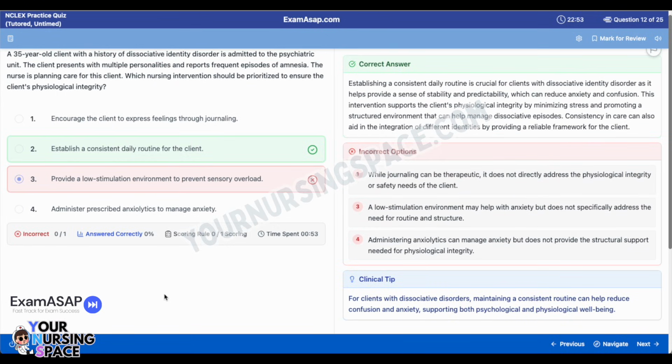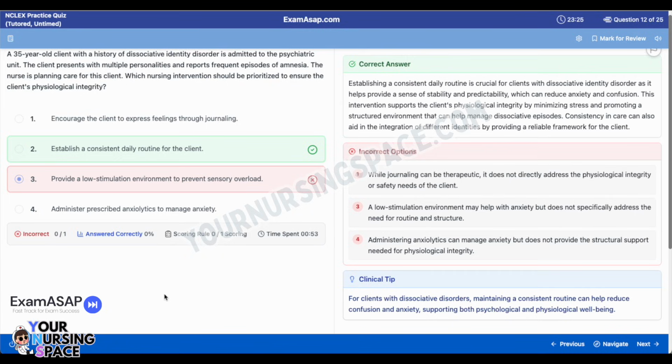Rationale. Correct answer B. Establishing a consistent daily routine is crucial for clients with dissociative identity disorder, as it helps provide a sense of stability and predictability, which can reduce anxiety and confusion. This intervention supports the client's physiological integrity by minimizing stress and promoting a structured environment that can help manage dissociative episodes. Consistency in care can also aid in the integration of different identities by providing a reliable framework for the client.